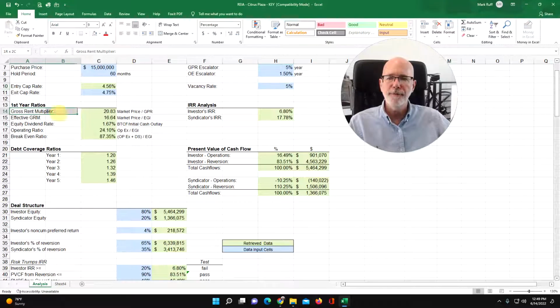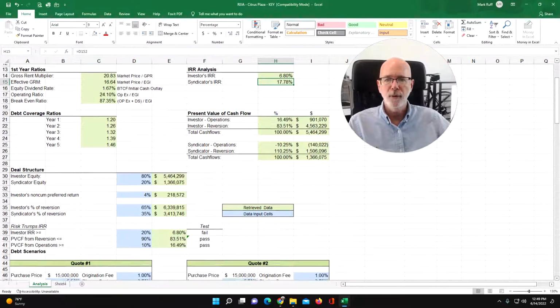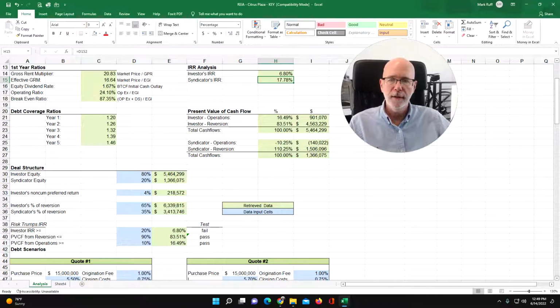These are just your first year ratios. I want you to complete the case study according to the questions in the case, but here are just some typical static metrics, no big deal. We calculated in this case an investor's IRR of 6.8%. That is not correct, right? None of these numbers are correct, but I'm just showing you how I formatted the answer key here, at least for the case. The debt coverage ratios, you're going to need to calculate those. Present value of cash flows, this is simply the investor and syndicator partitioning. Okay, again, these numbers are not correct.